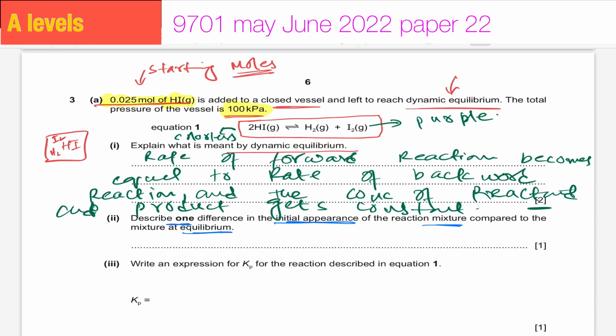So one difference in the initial appearance of the reaction mixture compared to the mixture at equilibrium: it goes from colorless to purple.